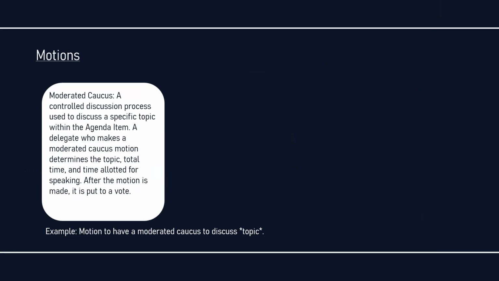Moderated caucus is a controlled discussion process used to discuss a specific topic within the agenda item. A delegate who makes a moderated caucus motion determines the topic, total time, and time allotted for speaking. After the motion is made, it is put to a vote. An example for a moderated caucus is: motion to have a moderated caucus to discuss something, with the total time being, for example, let's say 20 minutes and individual time being 2 minutes.